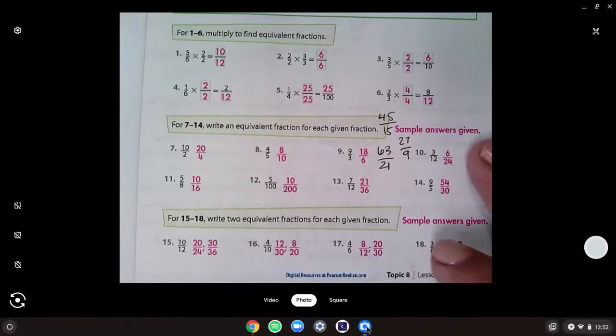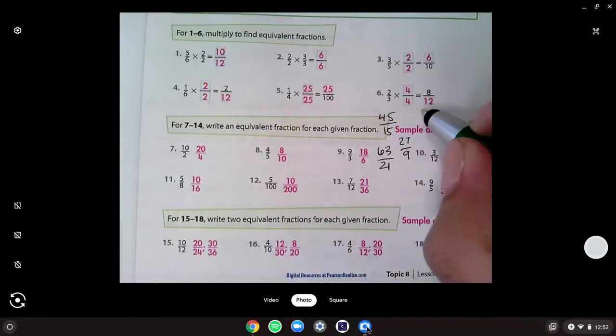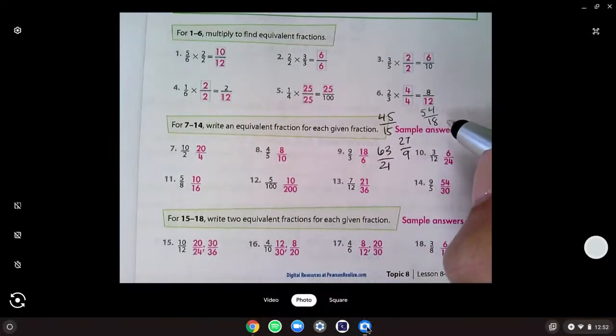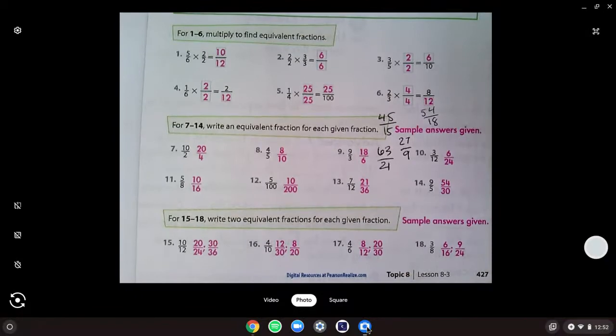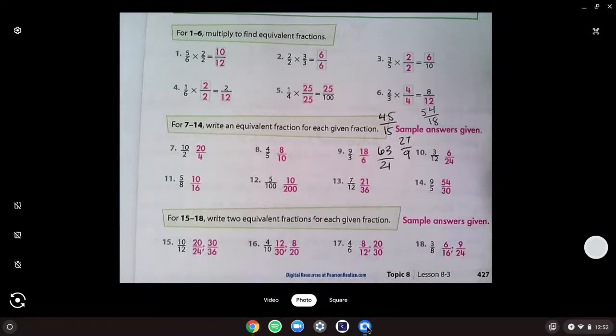Amelia. What about 54/18? You multiplied both by 6. Sorry, my bad. If you multiply by 6, yep, as long as you multiplied your top and your bottom.